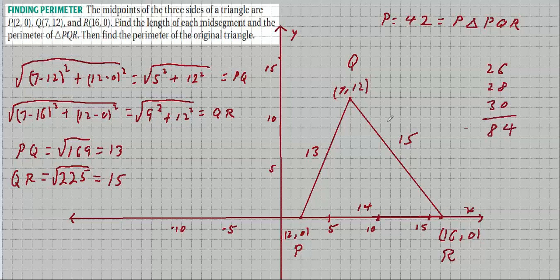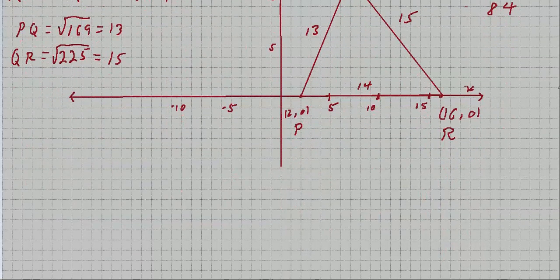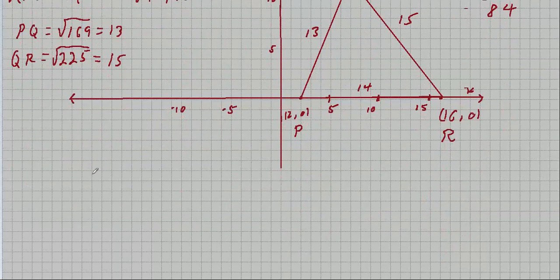So if we double each of these and add them up, we'll get 84, which is exactly double this. And that makes perfect sense. If we put variables in here for our midsegments, say we call them A, B, and C, and then capital A and capital B and capital C for the original triangle, then we have A equals 1/2 of capital A, and on down the line, B is 1/2 of capital B.